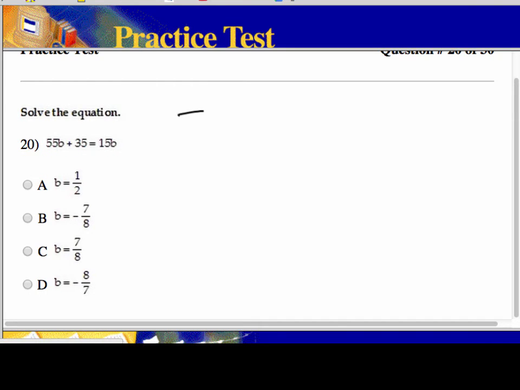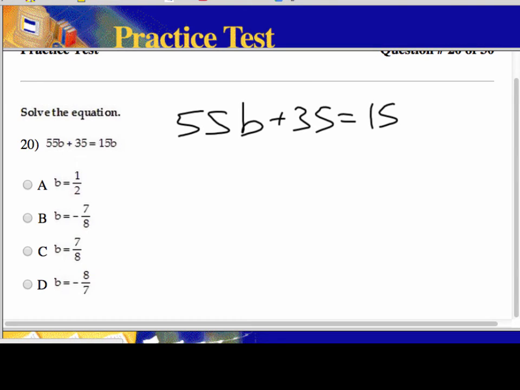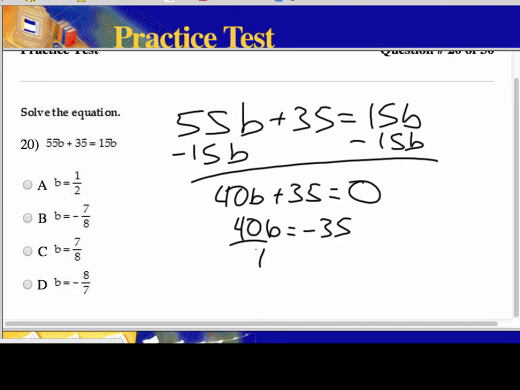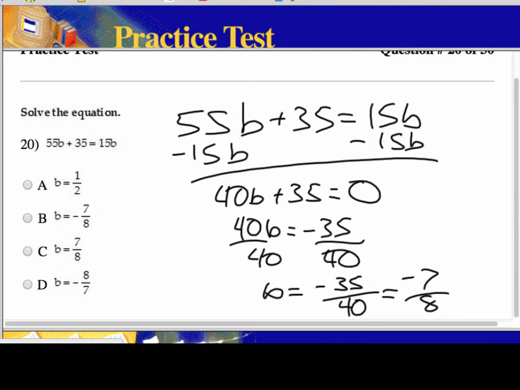Solve the equation. So for this one, I've got 55b plus 35 is equal to 15b. What do I do? I'm going to subtract 15b from both sides. This gives me 40b plus 35 is equal to 0. Minus 35. 40b is equal to negative 35. Divide both sides by 40. I get b is equal to negative 35 over 40. Both of those reduce down by 5, so I get negative 7 over 8. Bam with the bacon sizzle.